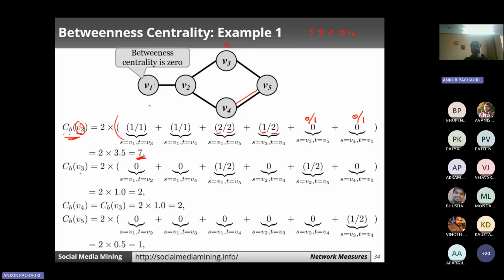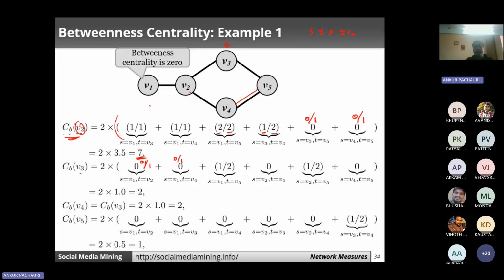so V3 to V1, 1 by 1. Okay. Then if V3 is my target, then V1 to V2, there exists a shortest path. So again, that is V1 to V2, it is 0 by 1. V1 to V4, there exists only one path, so that's why 0 by 1. Then V1 to V5, there exist two. How many pass through V3? 1. So that's why it is 1 by 2.